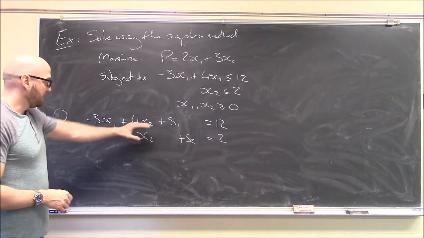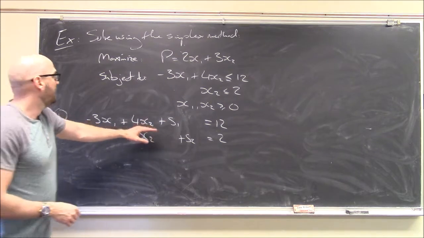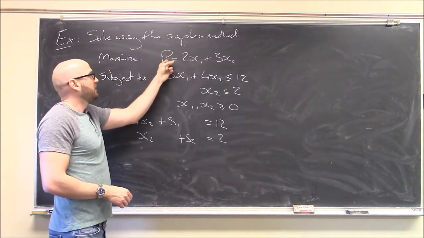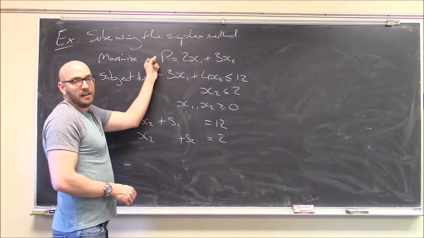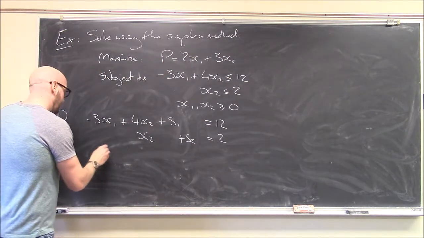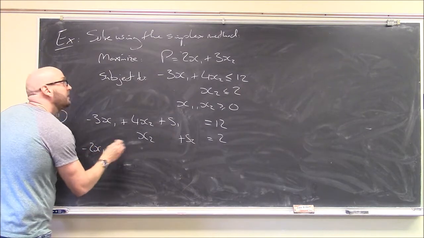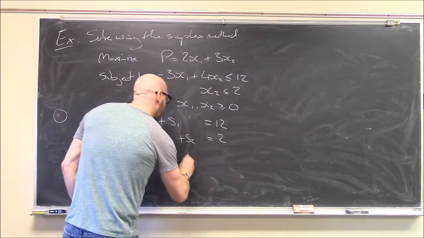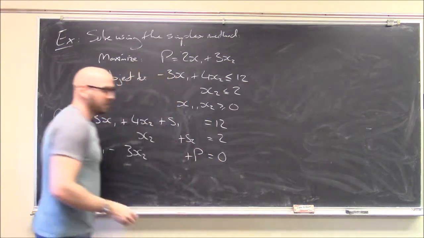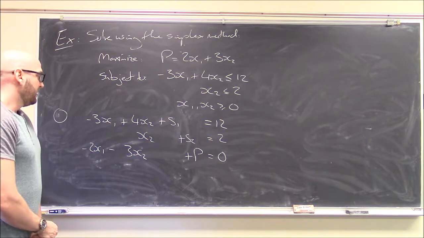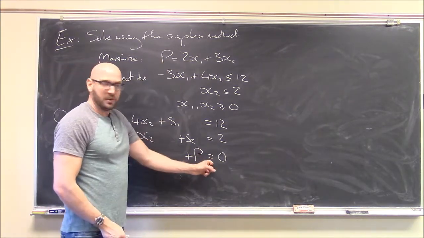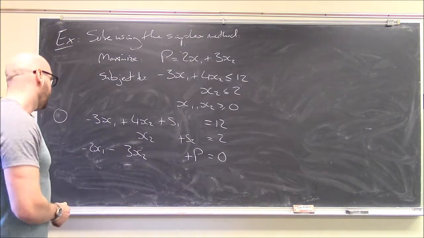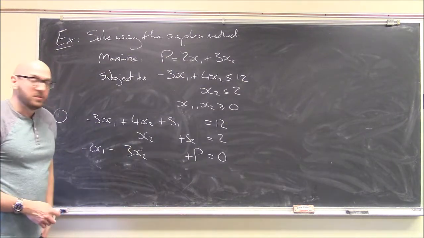And then last but not least, once I've got my E system, below that I take my objective function where I've left p as positive, but I've moved everything else to that side. So I've got minus 2x1 minus 3x2 plus p equals 0. So I just rearrange this equation, set it equal to 0, but do it in a way where p is positive. So there's my initial system.